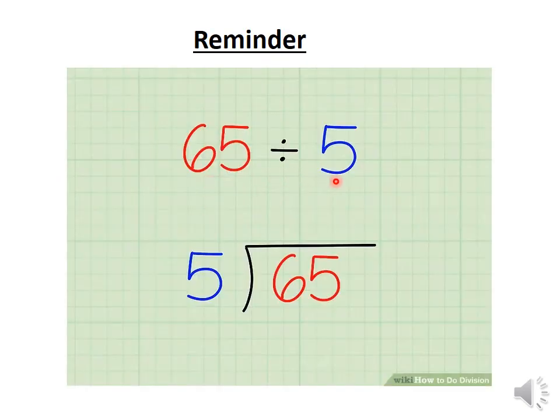65 divided by 5. If you want to do the long division, you write the 5, which is the divisor, on the left, then the sign of the division, and on the right, the dividend 65.